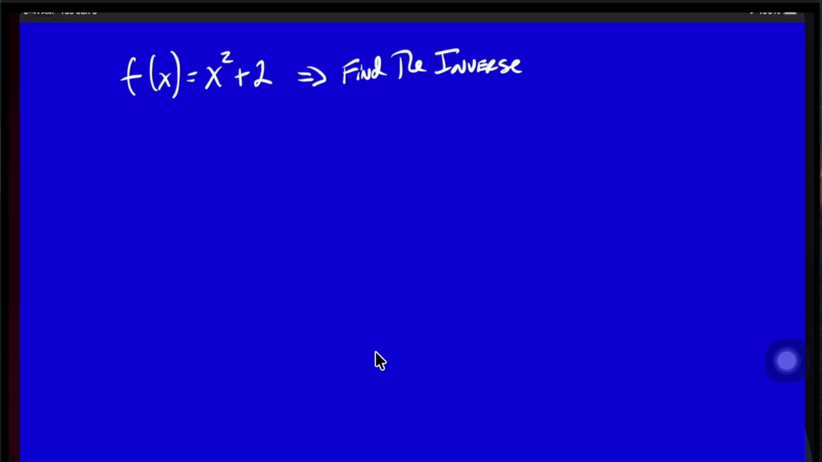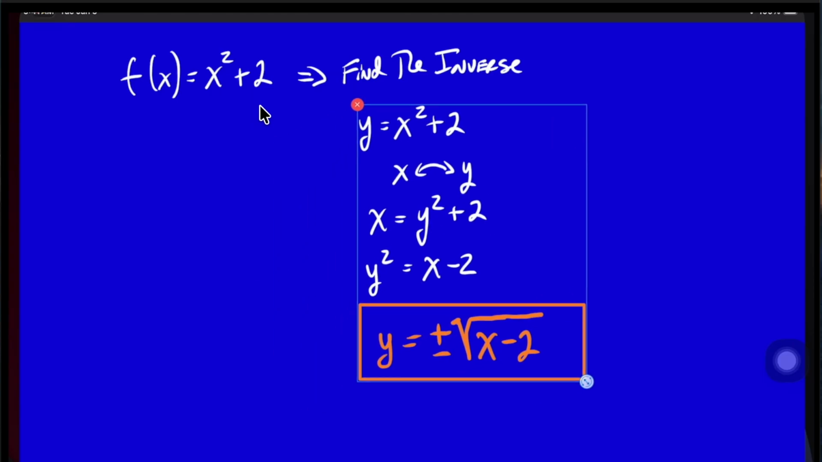We are given this quadratic function, f of x equals x squared plus 2, and we are asked to find the inverse. As you know, this is a right side up facing parabola that's been shifted vertically up 2.